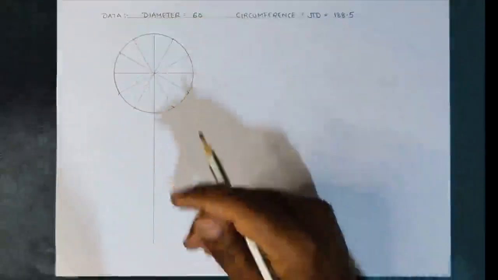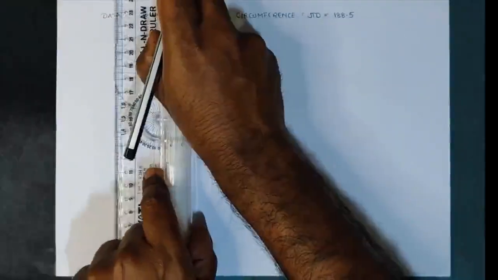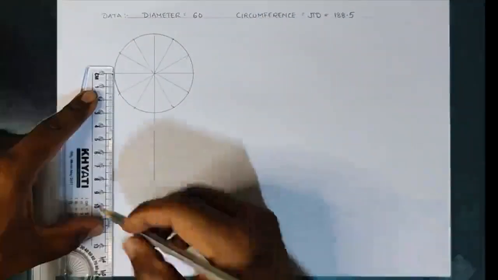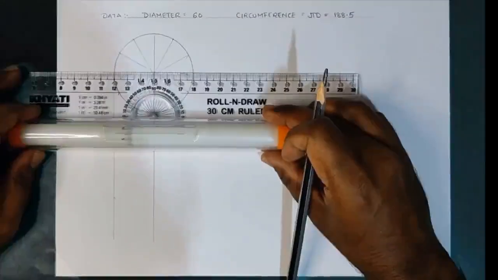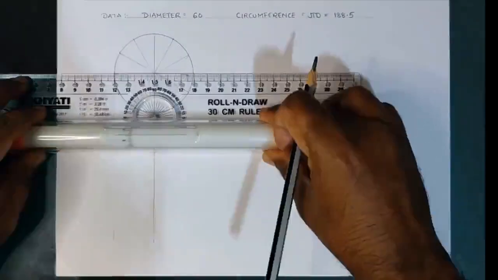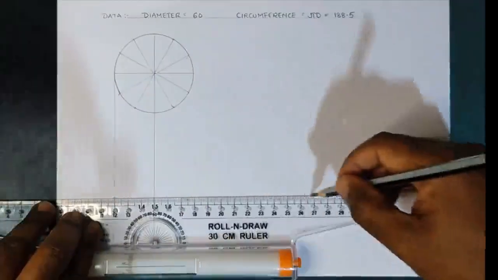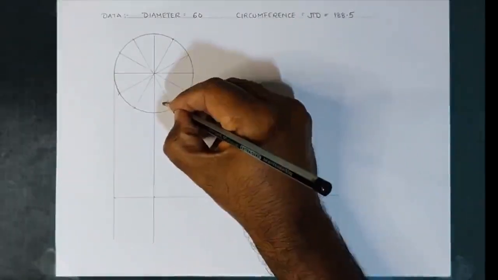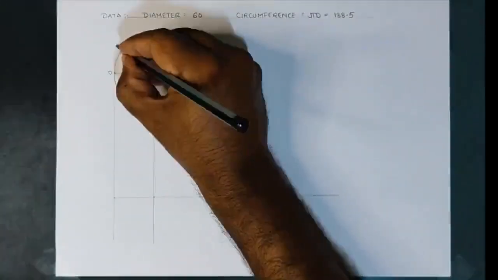Next, I will draw a tangent to the circle representing the vertical wall on which the wheel is rolling downwards. So it rolls downward by half the circumference, that is 94.2 mm. So I take a distance of 94.2 and draw a horizontal through the point. This is the point at which the circle changes direction after rolling from vertical to horizontal.